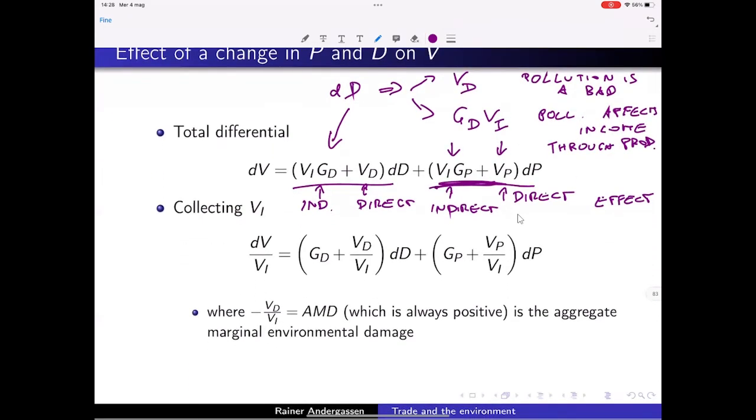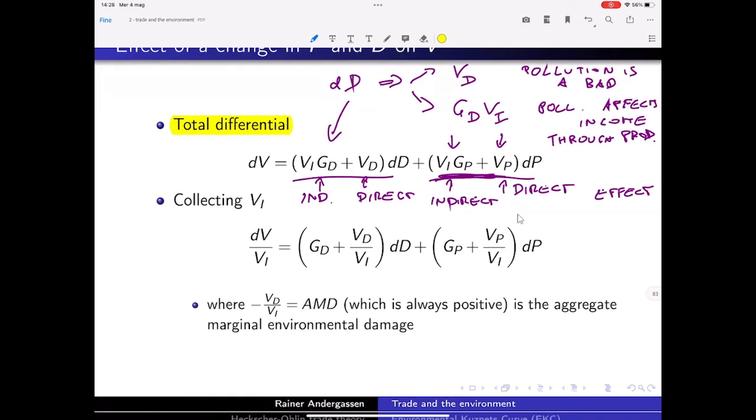So this is what from a mathematical point of view is called the total differential. Everything that can change here is accounted for. Now we have to interpret these derivatives in terms of economics, to get economic intuition for what's going on here. Now what we do is we divide both sides by VI, which is the derivative of indirect utility with respect to income.